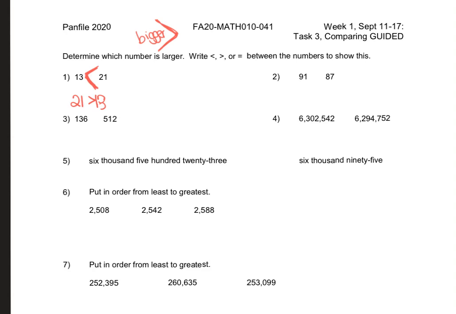Okay, we need to be able to flip-flop this whole thing and have the sign still be correct. Notice that when I switched my numbers, my sign followed. Now, I'm not going to say I switched my sign, okay? Yes, my sign flipped, but my sign followed my problem. My sign is still reading correctly because when I look at my problem, my sign is still correct. 21 is still the bigger number. The sign still needs to eat the 21, all right? It follows, okay? 91 is bigger than 87. 512 is bigger than 136.